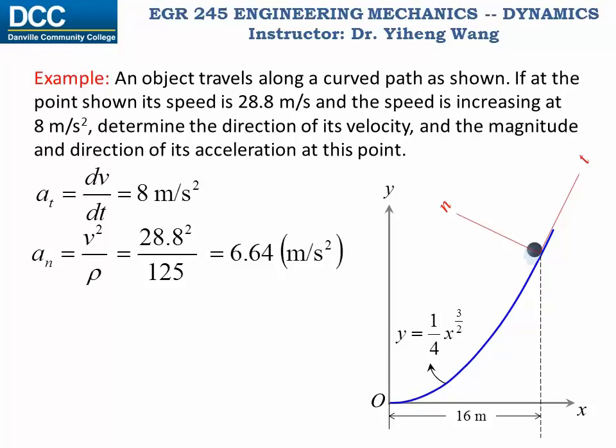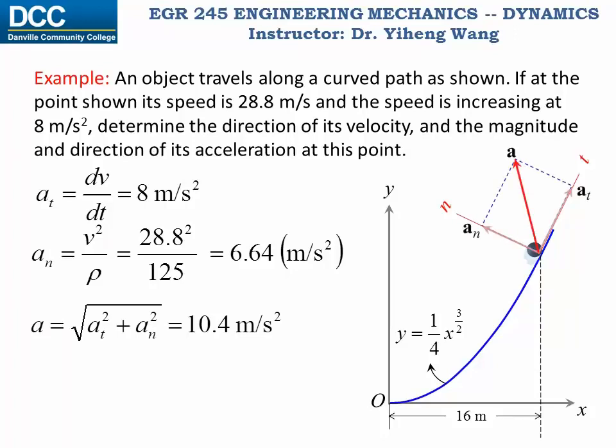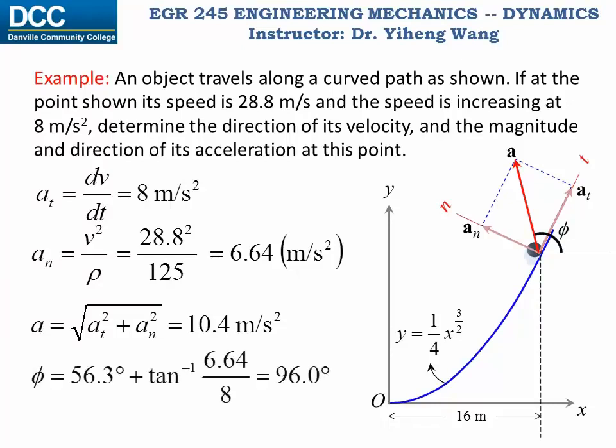And these two are the two components for the acceleration vector. Therefore, the magnitude of the acceleration is the square root of a_t squared plus a_n squared, which is 10.4 meters per second squared. And it's represented here visually. And the direction of the acceleration is characterized by this angle made with the horizon, and it equals 56.3 degrees, which is the angle of the tangential axis, plus arctangent 6.64 over 8, and totally that is 96.0 degrees. And these two are the answers we're looking for, the magnitude and the direction of the acceleration.